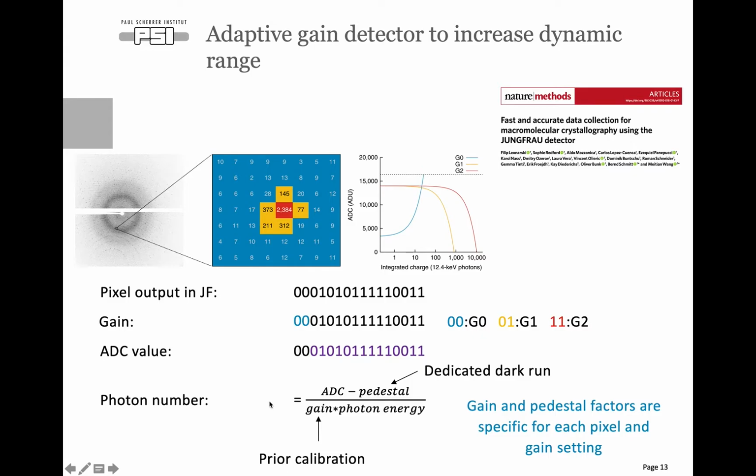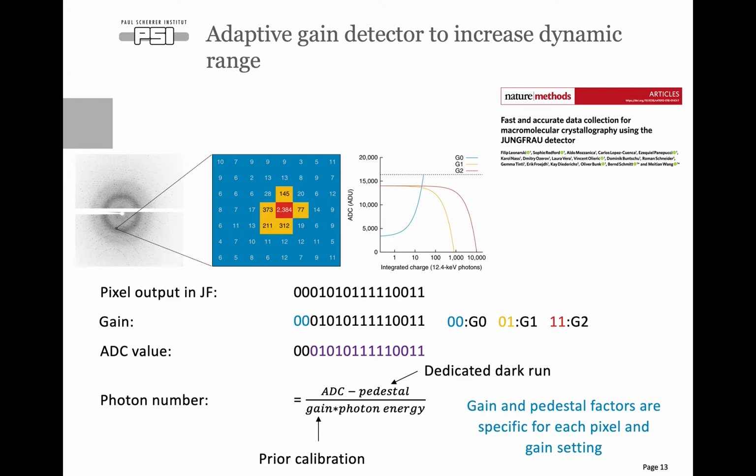Then we need to do some corrections, which is we need to subtract value of the dark current, which is always present for each pixel, and we need to multiply or divide by some conversion constant called gain factor. What is important for Jungfrau is that this pedestal and these gain factors are pixel specific. So each pixel will use a different constant for pedestal and gain. And these constants are also specific for each of the 3 modes, G0, G1, and G2.